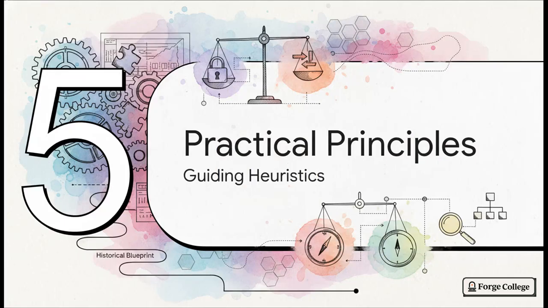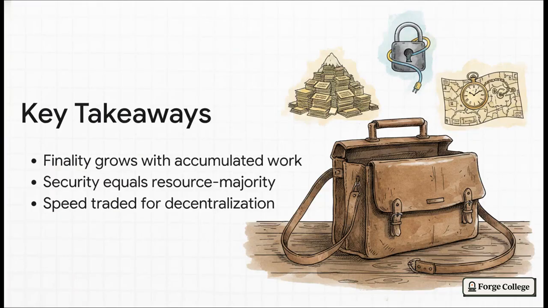Finally, let's wrap up with Section 5, practical principles. So, how do we translate this historical blueprint into everyday heuristics? Keep these 3 principles in your back pocket. Number 1, finality is a confidence function that grows over time with accumulated work. Number 2, network security isn't just about clever code. It equates directly to a real-world resource majority. And number 3, raw speed is always the first thing traded away when you demand true, permissionless decentralization.